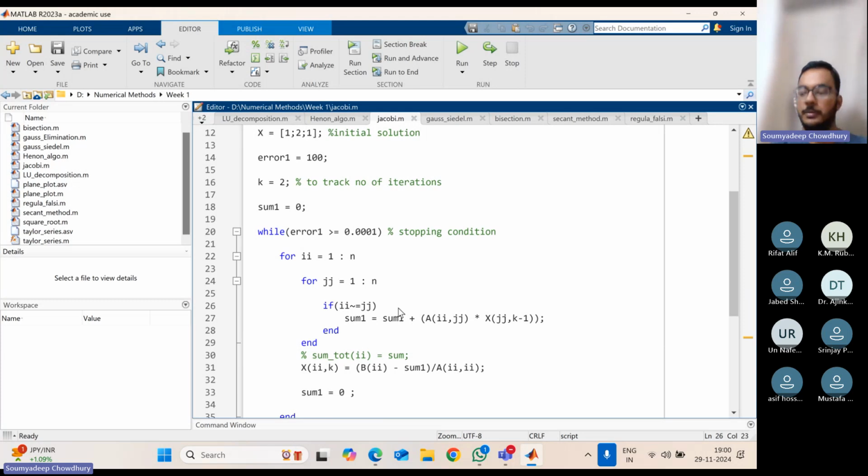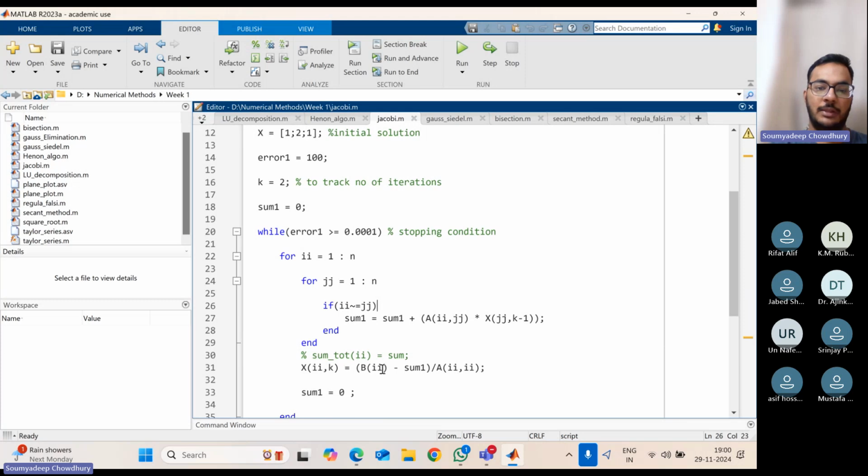We want to omit that one term. That's why we are using that condition. Then once we get the sum, in line number 31 we are using x of ii comma k, that is the value of x. K is the number of iteration and ii is the index of the variable, that is x1, x2, x3, like that. So it is basically b of ii minus this summation divided by a of ii comma ii.